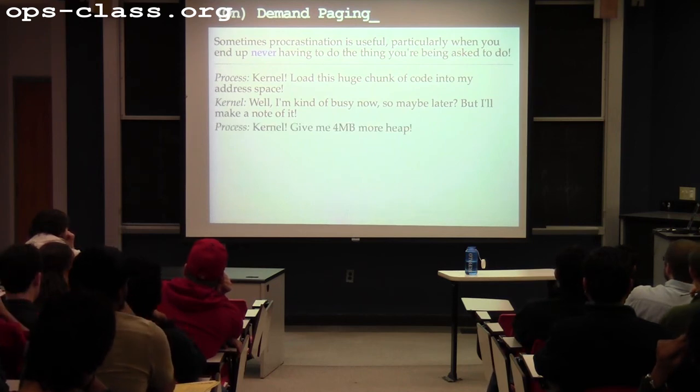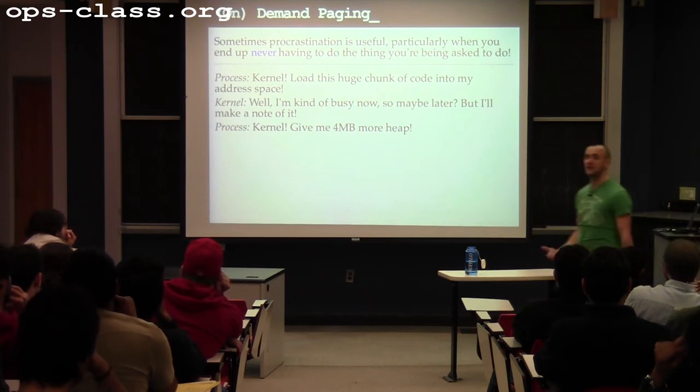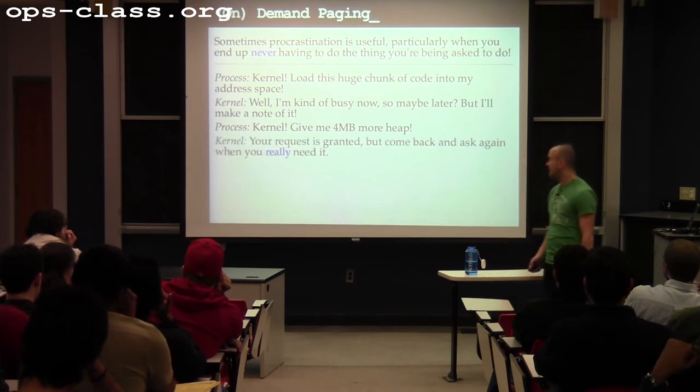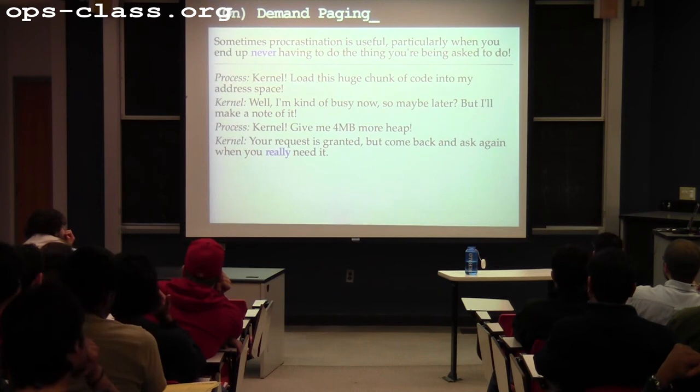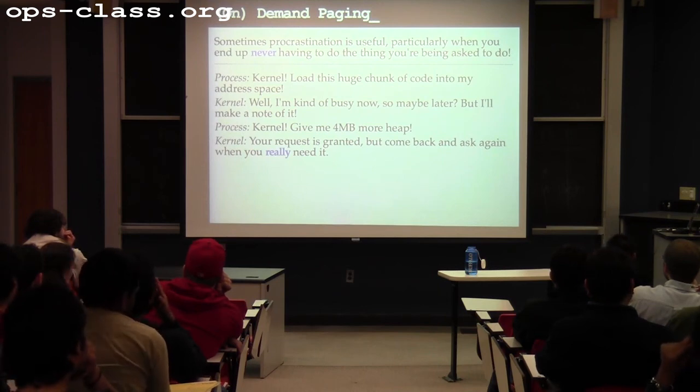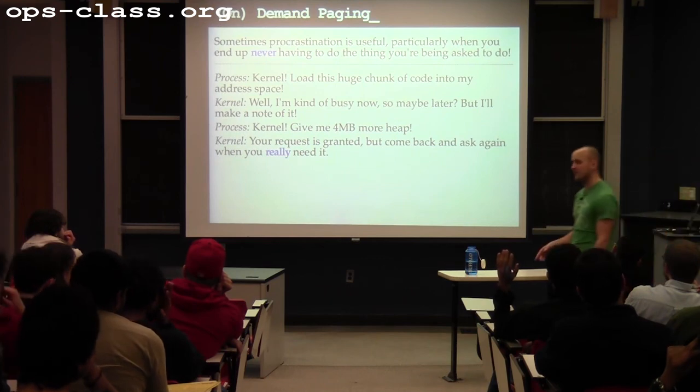Here's another example, right? I want this big chunk of heap. Like malloc, I have a malloc implementation that just requests huge gobs of memory. And the kernel is like, yeah, I'm going to make a note of the fact that you asked for this, and I gave you permission to use it. But when you actually need it, why don't we talk again?